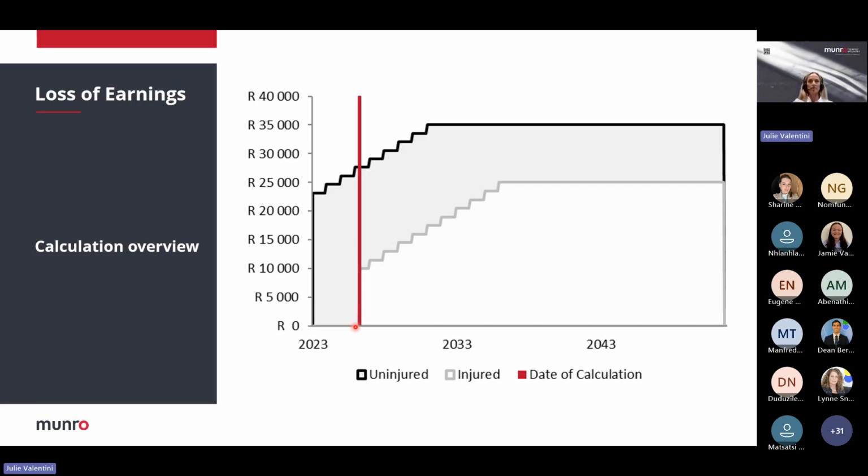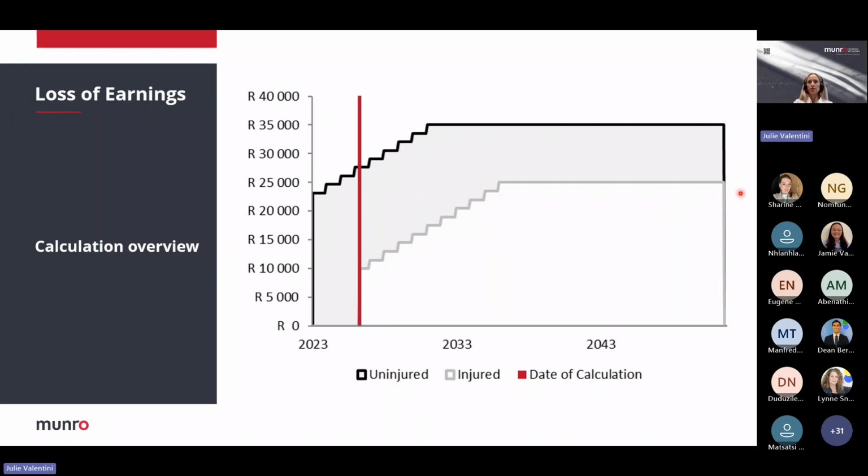after. Then, at the date of calculation, which is now, the industrial psychologist has proposed that they could earn 10,000 Rand per month, and that this now increases to a ceiling, which you can see occurs a bit later than the ceiling in the uninjured. So that one occurs before 2033, this one is after 2033, and then remains level up until retirement. So those are the two important earning streams that we get from an industrial psychologist report.